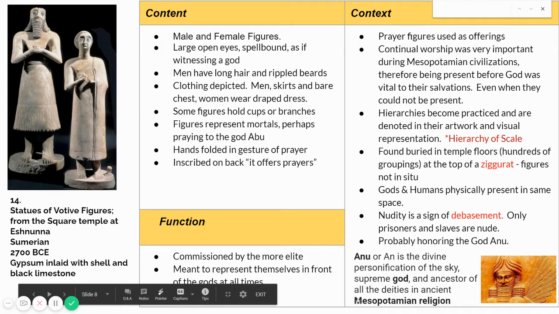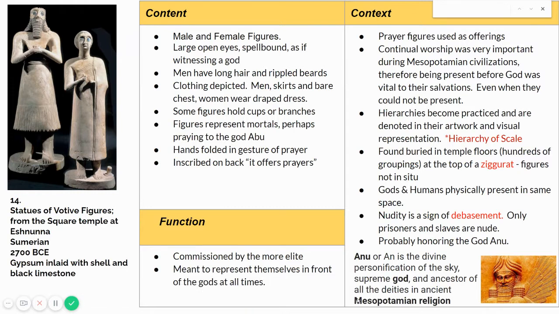All right, so now we're going to get to our images, and we're going to start with image number 14. The title is Statues of Votive Figures from the Square Temple at Eshnunna. So notice the term statues. Okay, so we have the image that AP provides us with is this one right here. So it's a double image.